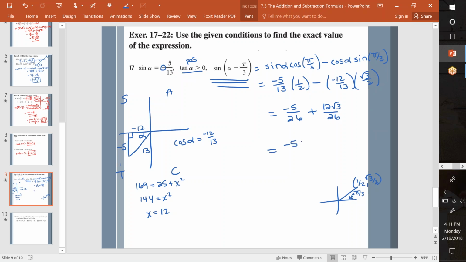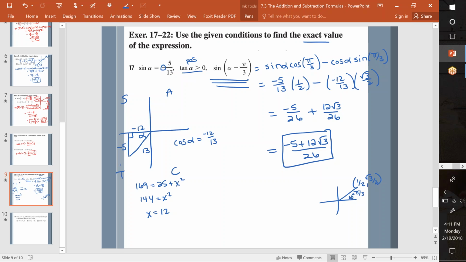So this is -5 plus 12 square root of 3 all over 26. Now, the only time you'll have to reduce something is if all three of the outside numbers are all divisible by the same thing. The 5 kind of throws that out. And that is our exact value. Remember, we are looking for exact, not decimal.